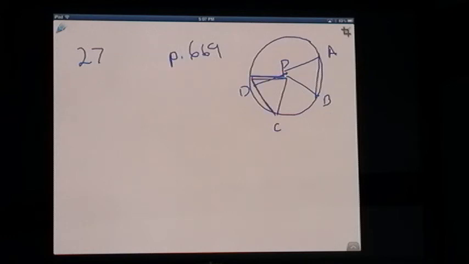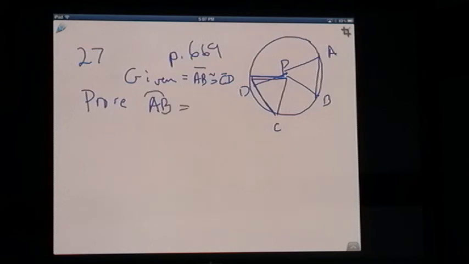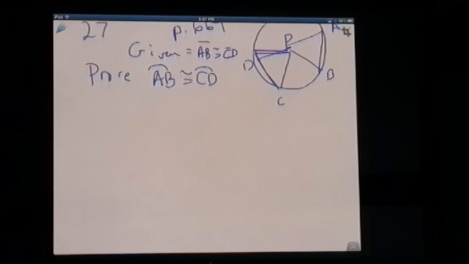Okay, now the given part is that AB is congruent to CD. And you're to prove that arc AB is congruent to arc CD, and you're proving a theorem. You're proving theorem 10.3, which tells us that if the chords are equal, the arcs are equal. So we can't use that one. Okay, we're going to have to go about it a different way.